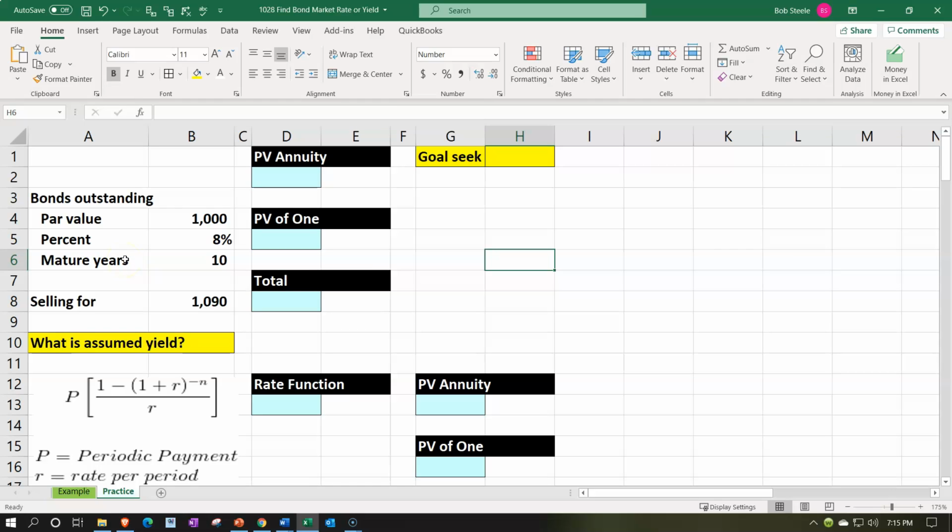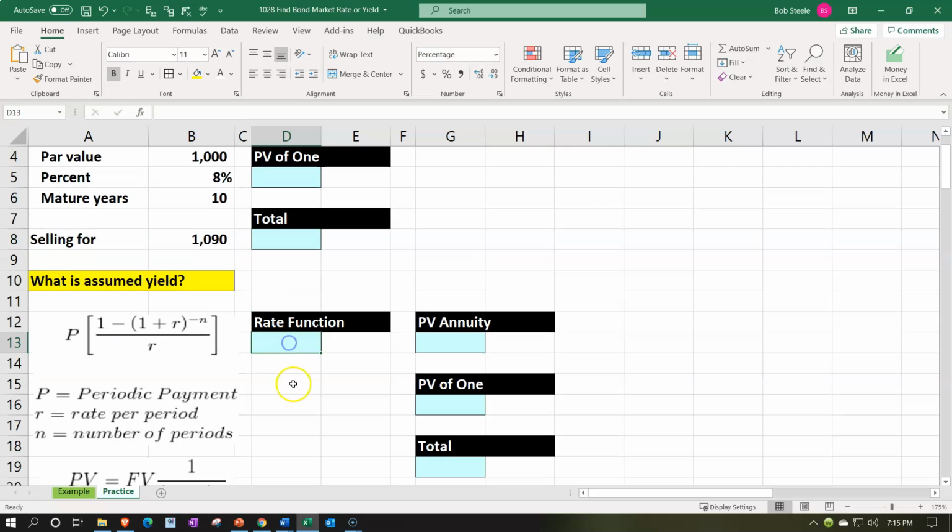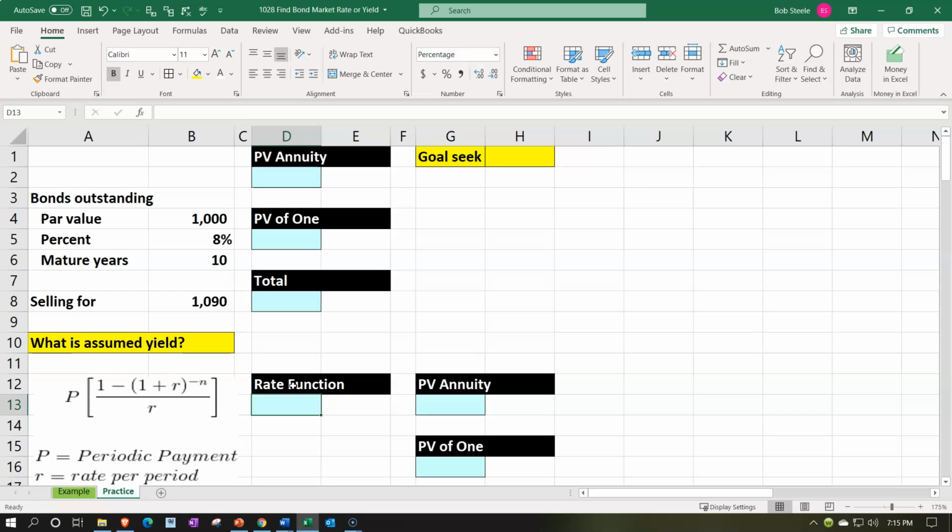Now, normally, when we did this in prior problems, we knew the rate and tried to figure the price, and we did that by basically present valuing the annuity portion, present valuing the one payment of the 1,000 to get the total price if we knew the rate. So we could use Excel to figure that out with our trusty tool of GoalSeek, or we can use another Excel function that's designed specifically towards this goal. So we'll use both of those methods here.